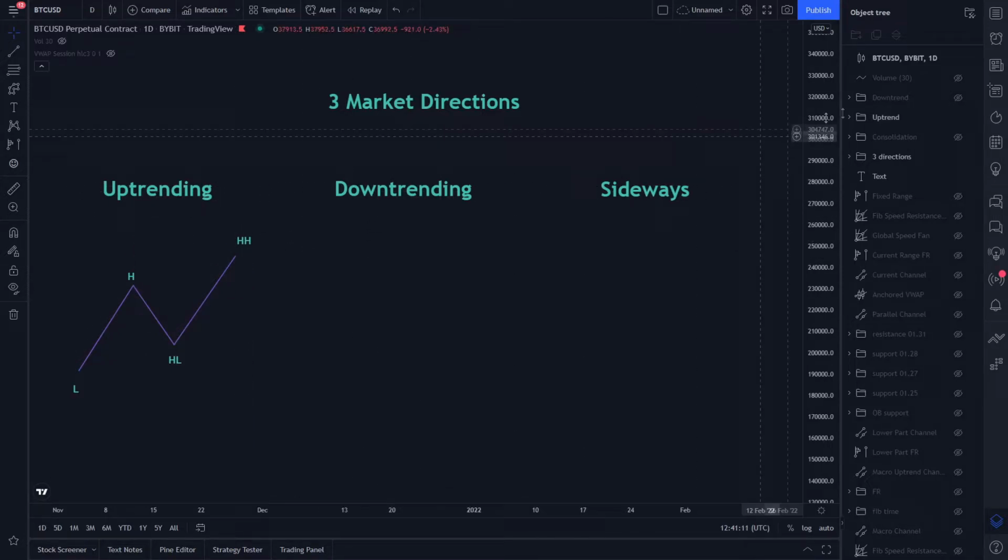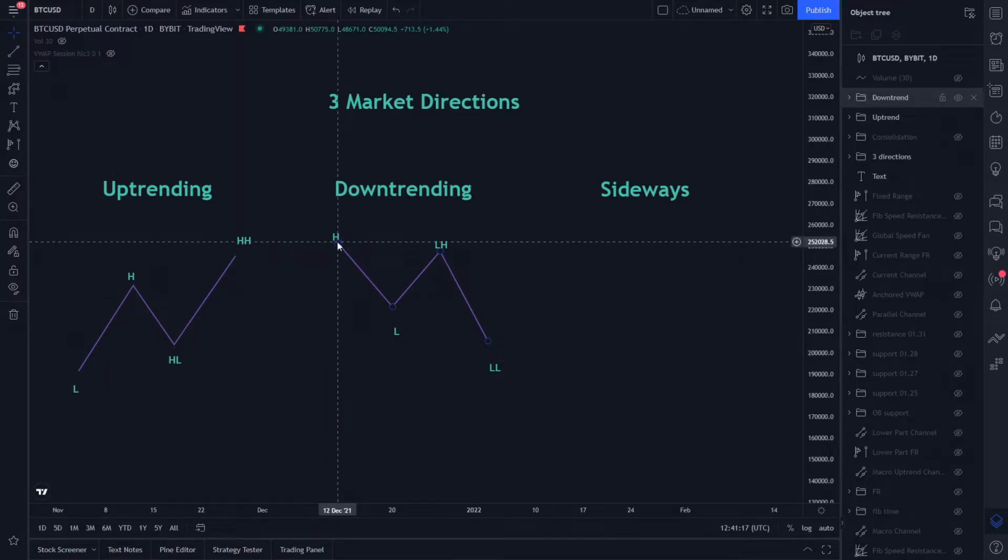Now let's look at the downtrend example. It is the complete opposite of the uptrend. So it is the series of making lower highs and lower lows. As you can see, we have our initial high, then the price makes a low, and then it makes a lower high, not reaching this high, and then it breaks the low level and goes below to form a lower low.